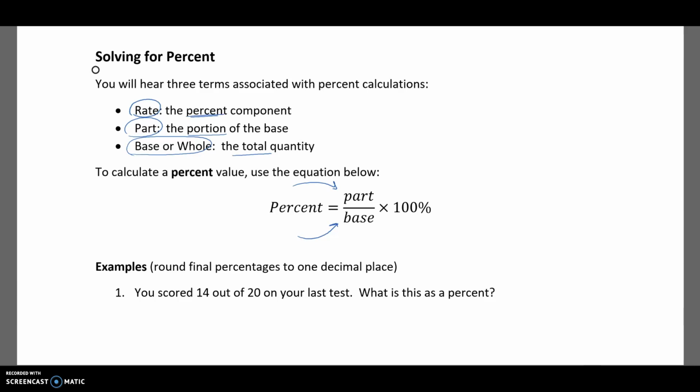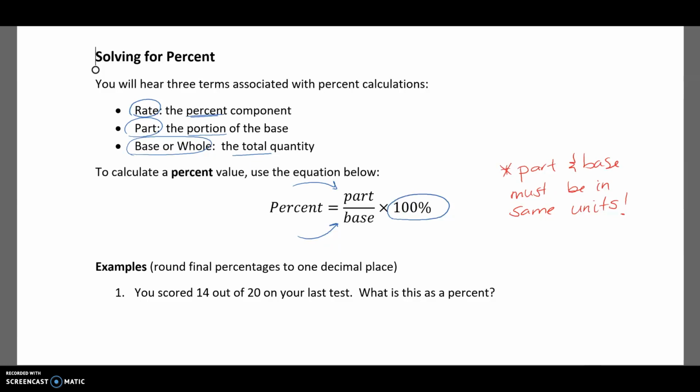This would give us the decimal form, and as you know, to get that to percent form, we multiply by 100. The important thing here is that the part and the base must be in the same units before you do any calculation. So pay attention to the information you're given in the question. If your part and your base are not in the same units, you may need to do some unit conversions before you calculate the percent.